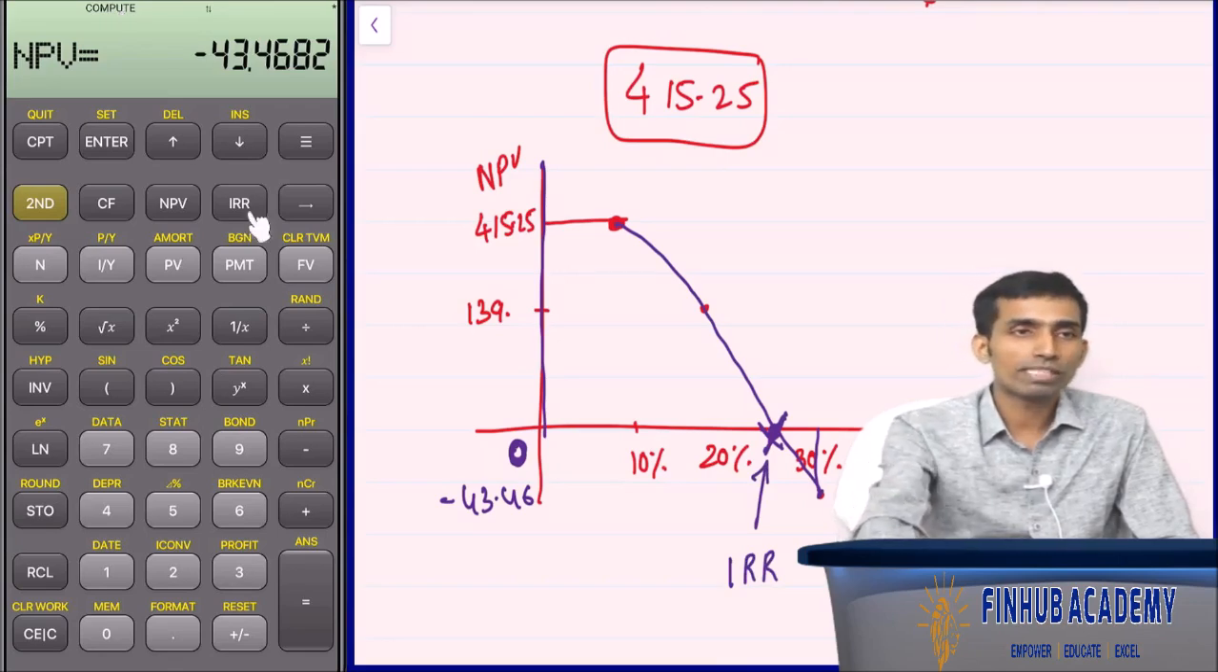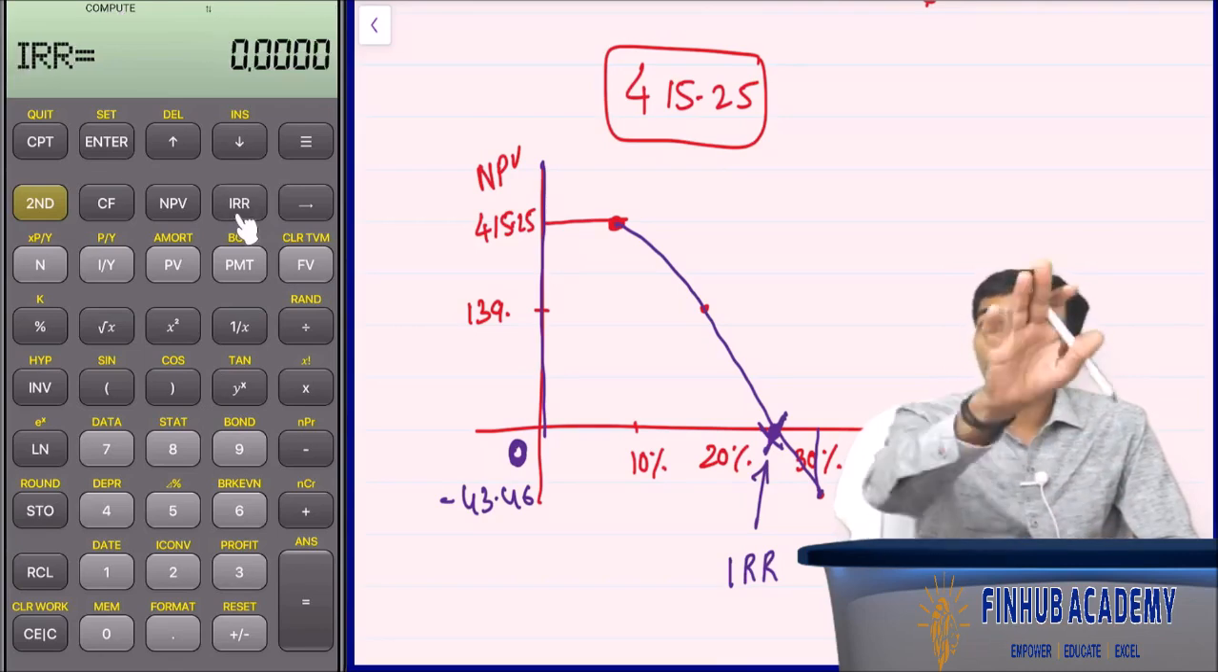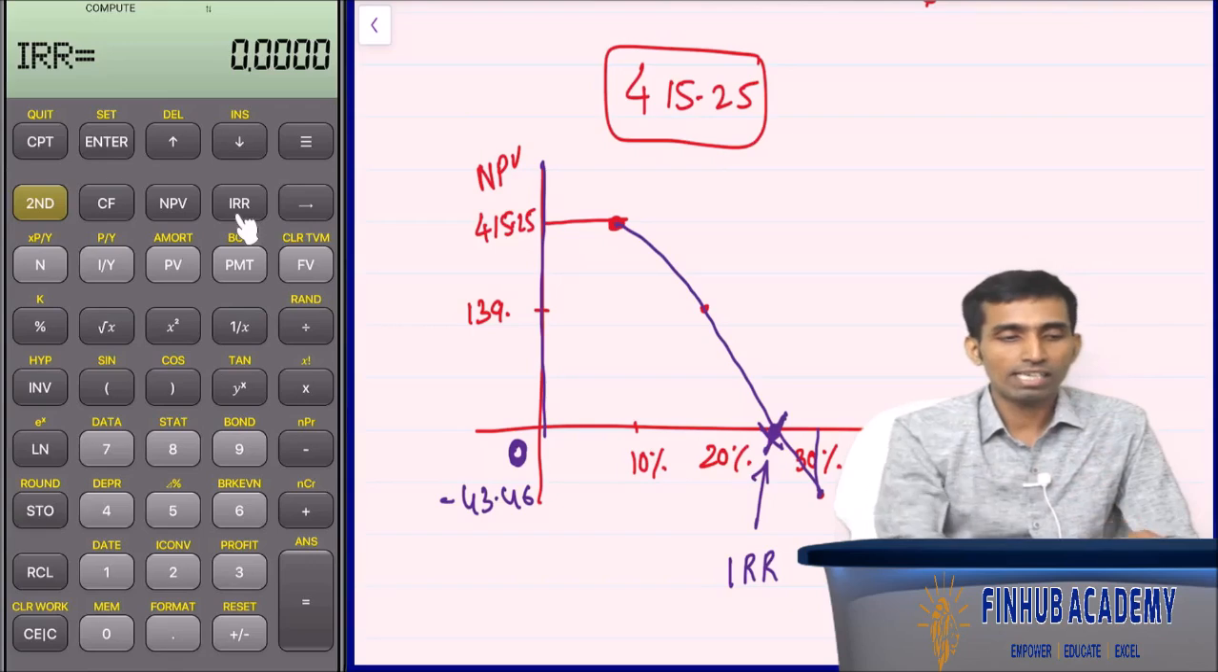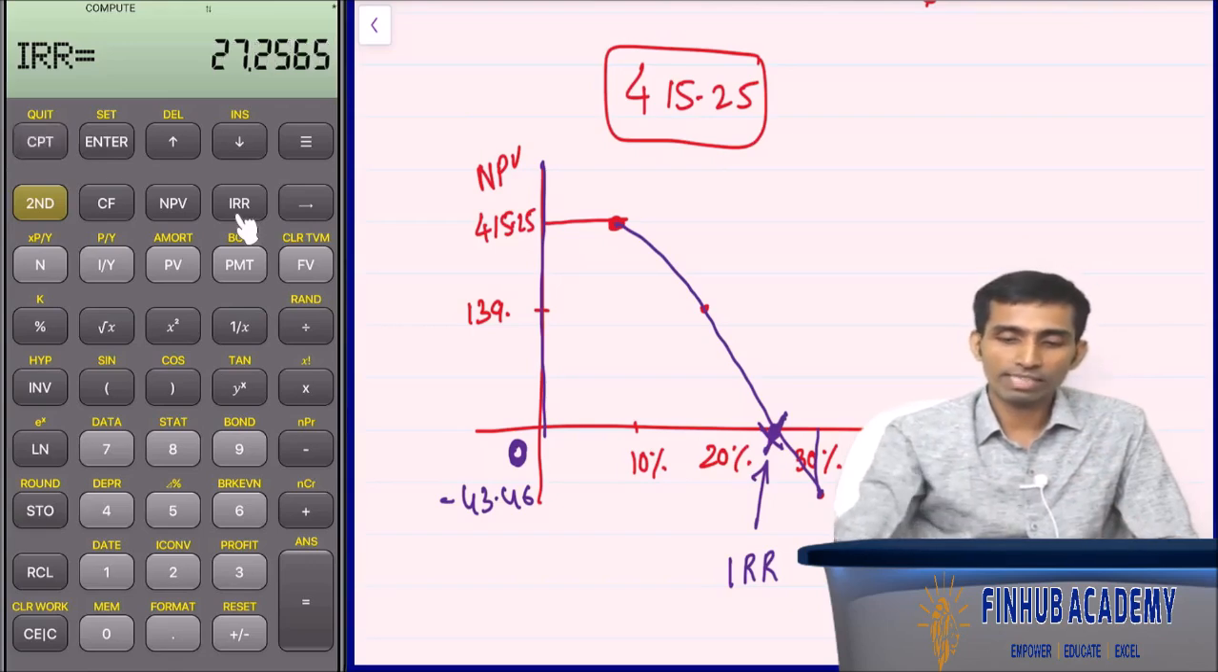How will you compute it? See here, the button IRR. Same thing, it will be between 20 and 30. Check. I'll press IRR directly because all the cash flows are already there inside, right? I'll press compute. See, it is 27. IRR is how much?